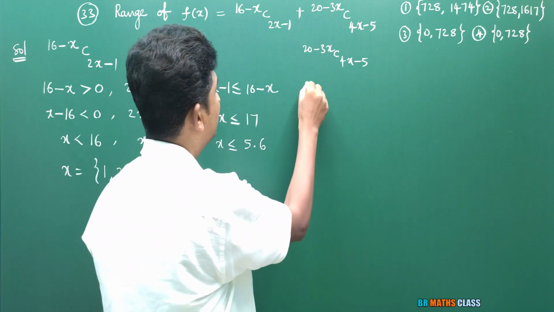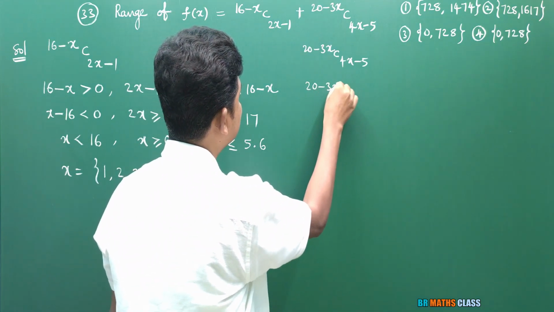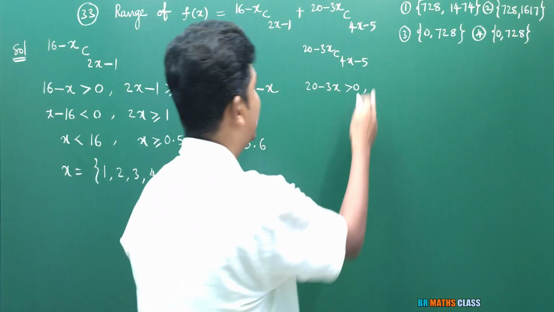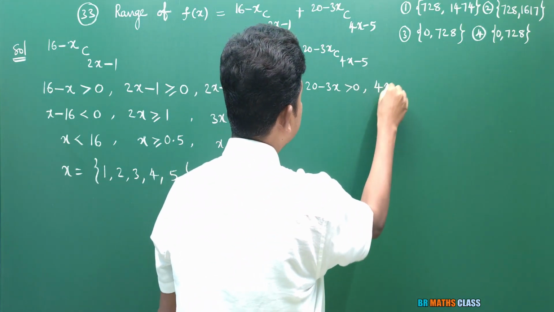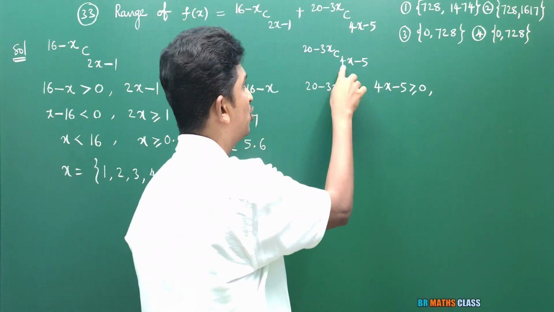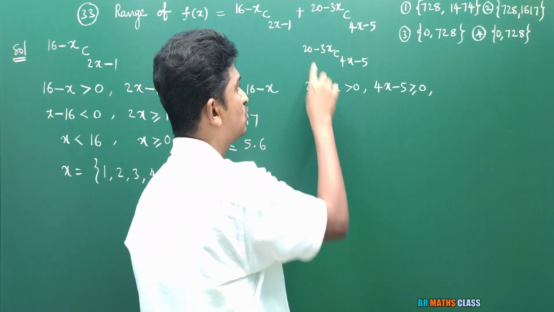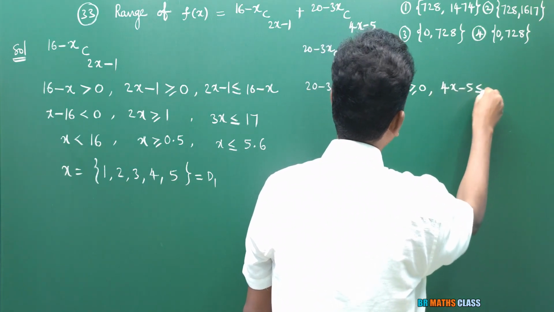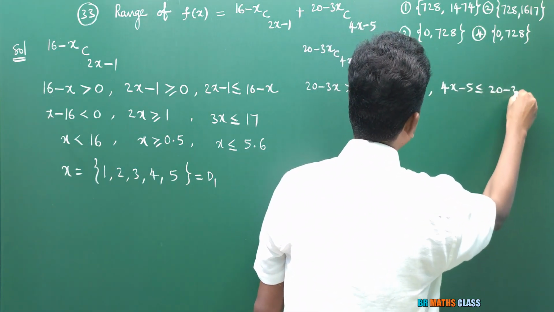When this is defined, first point, 20 minus 3x is a natural number. So I'll write like this: 20 minus 3x is greater than 0. And I know that this is a whole number. So I'll write it as 4x minus 5 is greater than or equal to 0. And I know that 4x minus 5 is less than or equal to 20 minus 3x.